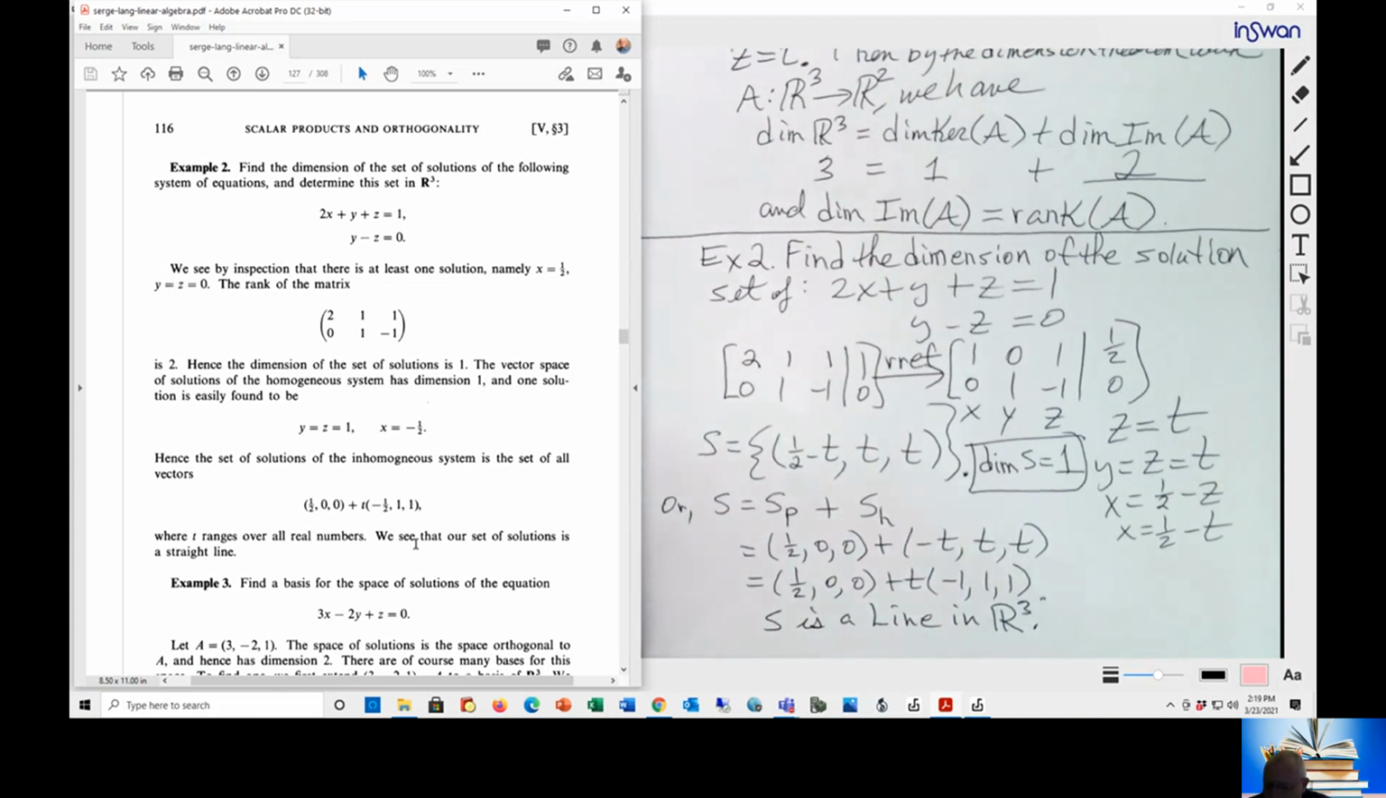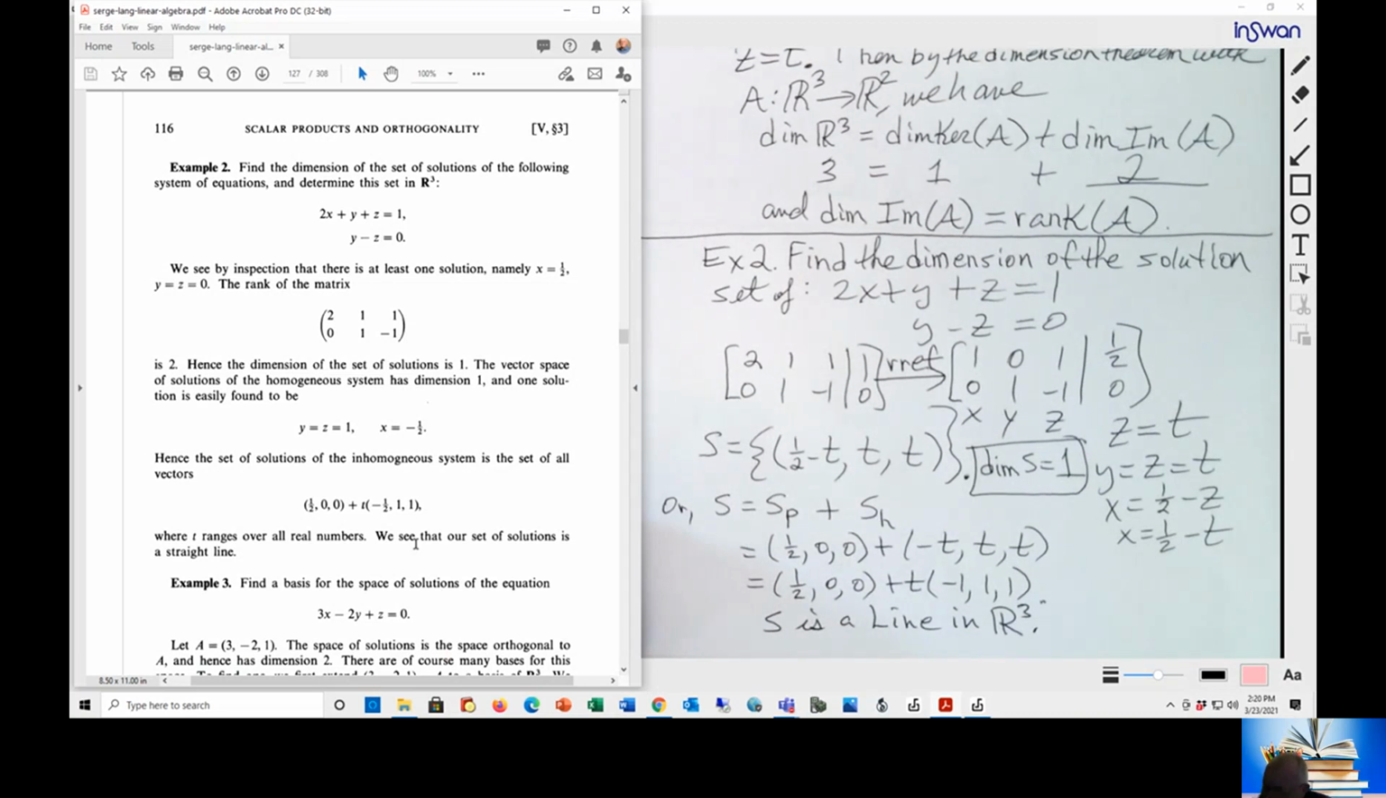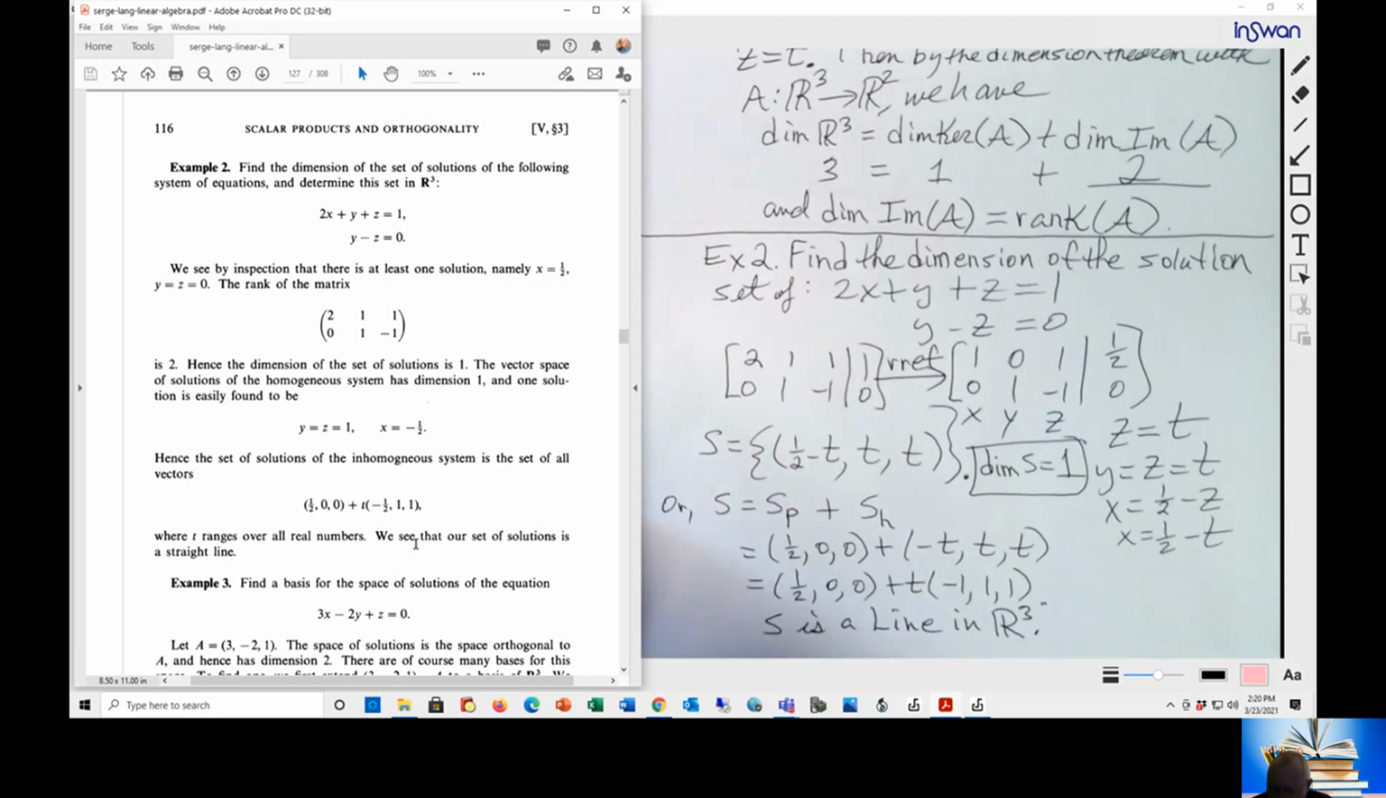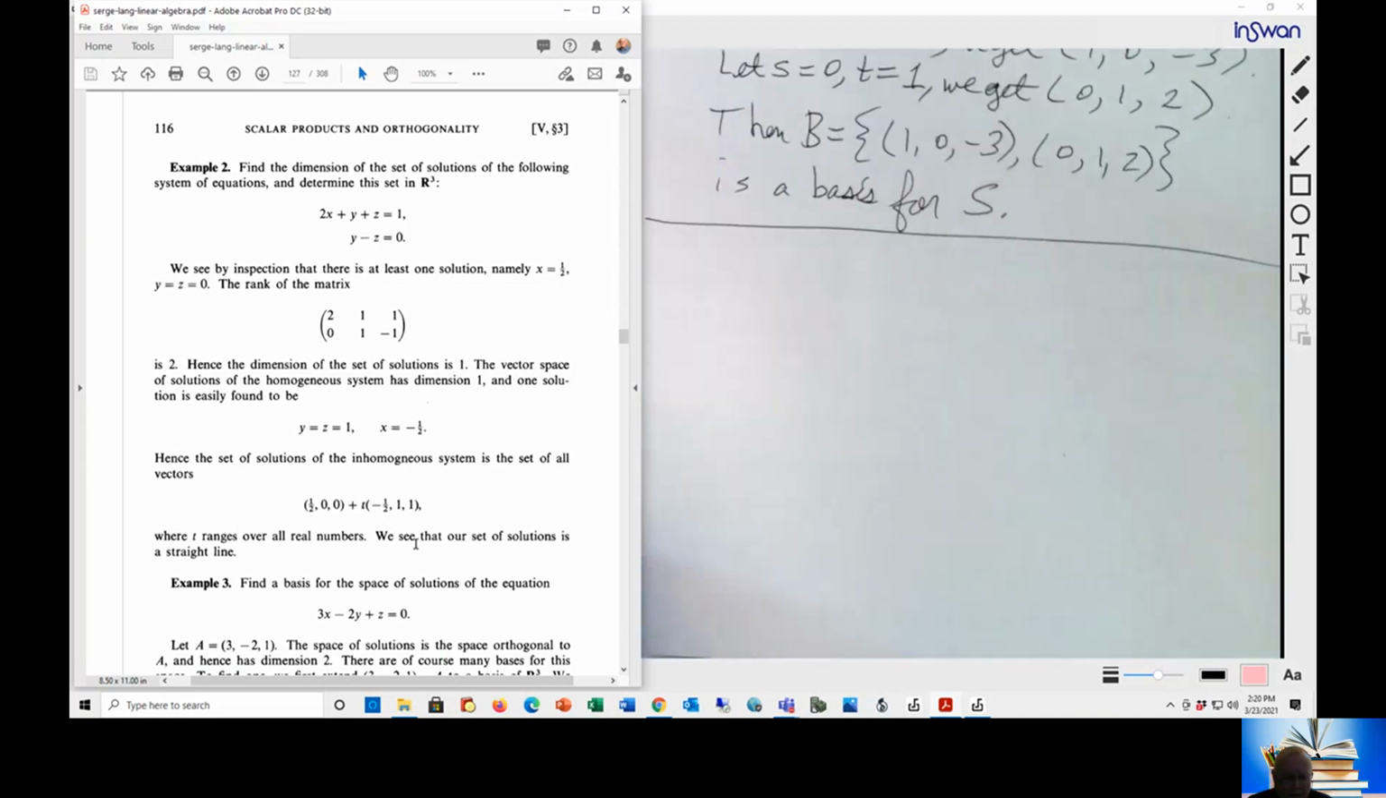Factor out the t, and then you have the following format. You have the fixed vector 1/2, 0, 0 plus t times the vector negative 1, 1, 1. That is the format for a straight line going through the origin in R3. That's a line going through the origin in R3. And of course, it has dimension 1.